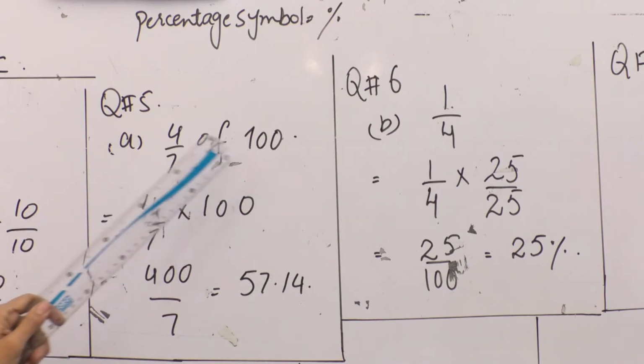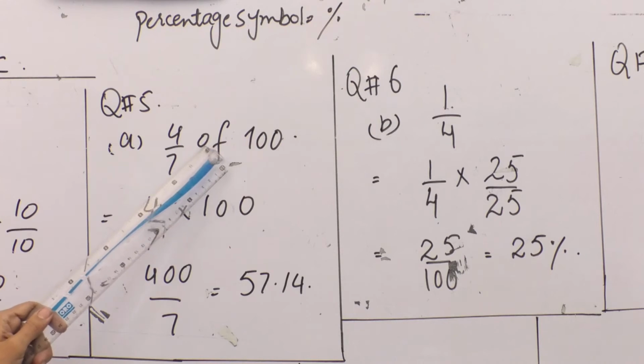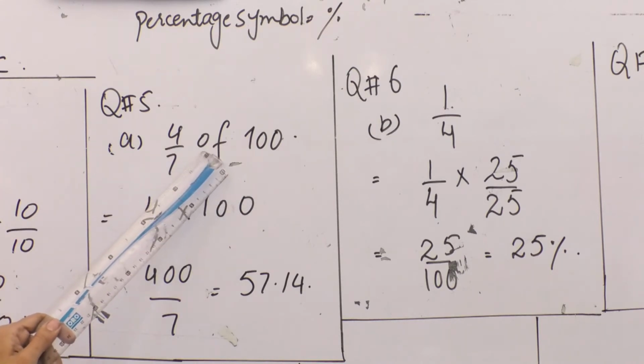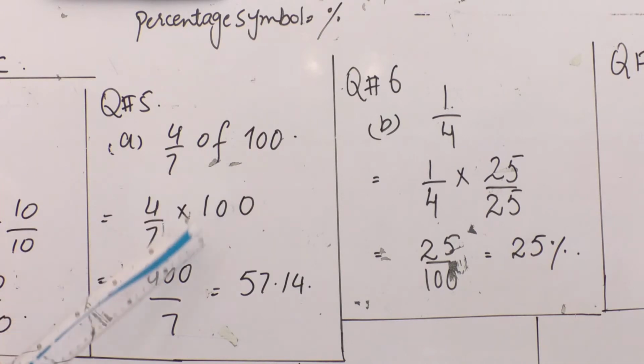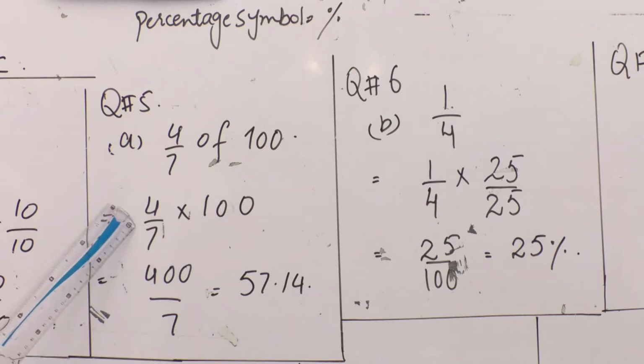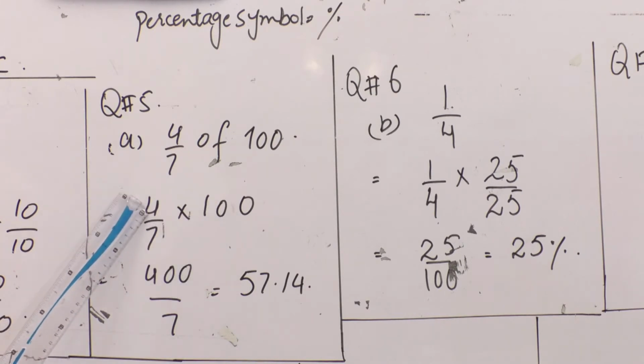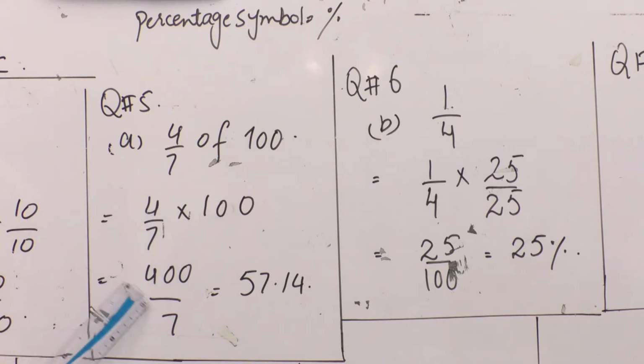4/7 of 100. 4/7 of means 4/7 part of 100. So we will replace this "of" by multiplication, and it will become 4/7 multiplied by 100. In the numerator we have 4 multiplied by 100. It will become 400 divided by 7. So when we divide these two values, we get the answer 57.14. We have to write two digits after the decimal.